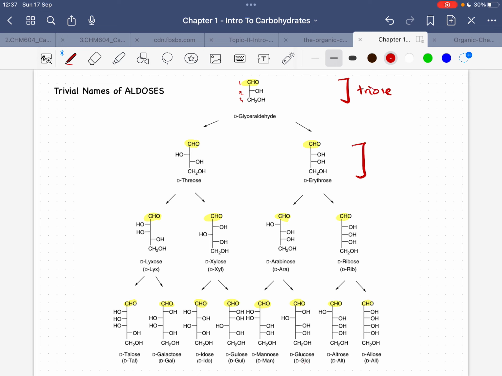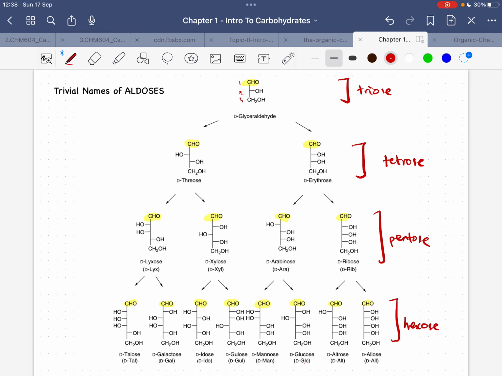This one, threose and erythrose, is the tetrose group. This one is the pentose group. And this one is the hexose. And in nature, mostly the ones produced are the hexose sugars because of stability issues. And later on, I will discuss how important stability is in sugars.